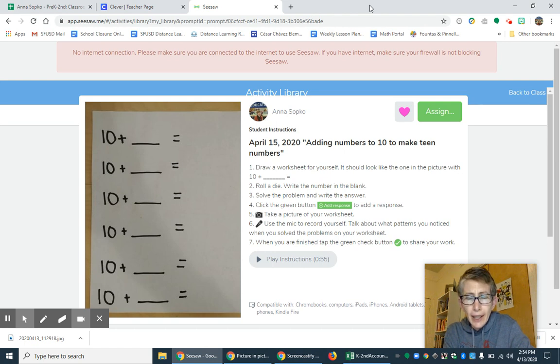Now, I think this is going to work. A lot of you know how to do this really well already. You're going to go to Clever and you're going to log into Seesaw. When you get to Seesaw, you're going to go to where it says Activities. You'll see a red number 1, or you might see a number 2 or a number 3. And you're going to click on this activity. This activity says April 15th, 2020, adding numbers to 10 to make teen numbers. And here's the directions. Now remember, if that's too many words to read, go down here to where it says Play Instructions, and it's going to tell you what to do.